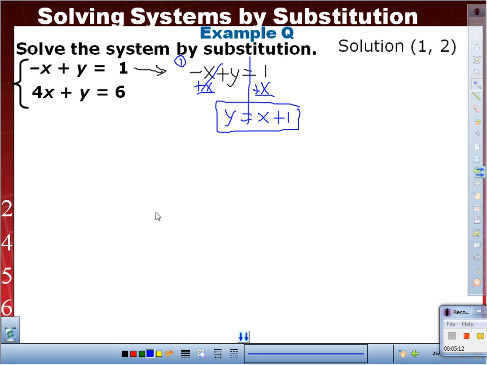Spelling error, what I just did, please. Okay, here we go. I'm going to go to step 2. Pay attention, please. Writing utensils down. Stay focused, please. Ready? Step 2.